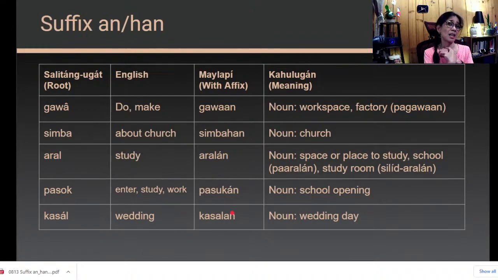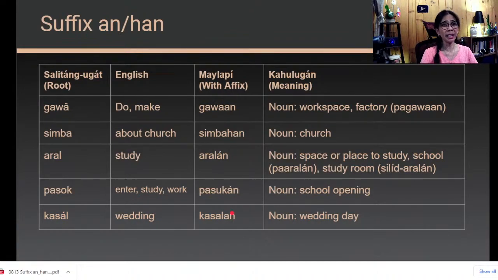Pasukan. Sa Hunyo, in June, pasukan ang pasukan sa eskwela. Pasukan sa eskwela. By that context, the children are going to school in June. Sa Hunyo ang pasukan sa eskwela. There is complete detail. Pasukan is the activity that children are going to school.